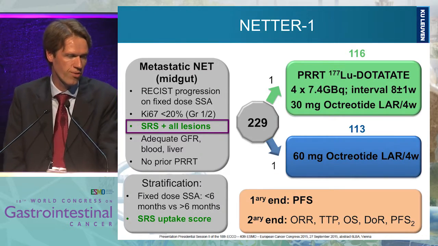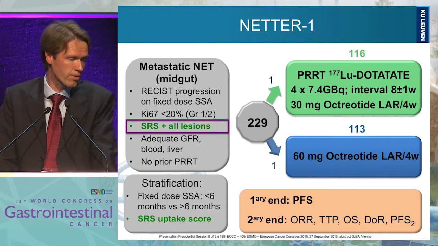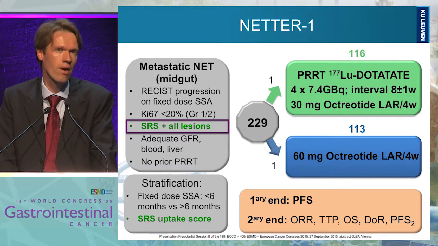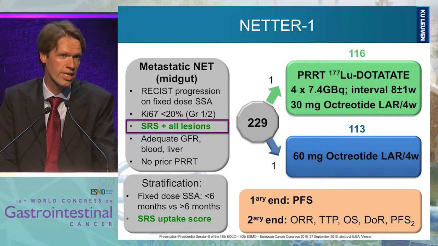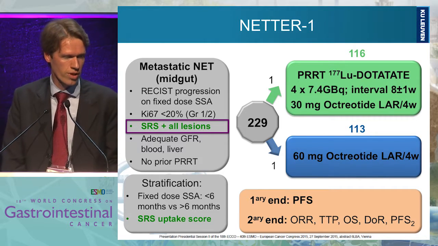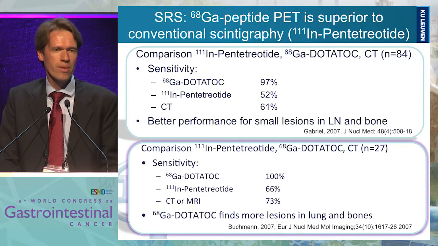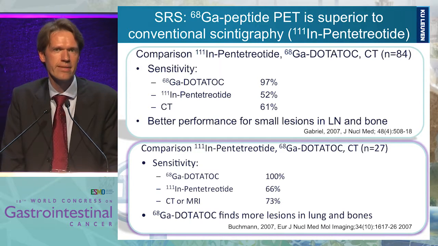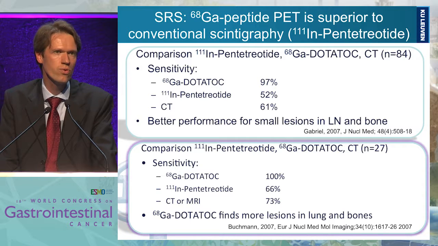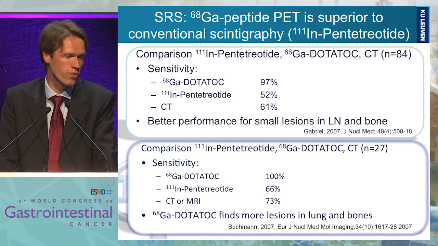positive on scintigraphy. We just heard the NETTER-1 trial data. I just want to remind that patients needed to be positive on all lesions with a grade 2, according to Krenning at least. Now, somatostatin receptor scintigraphy is the best nuclear medicine technique that we have in grade 1 and grade 2, but what is the best radiotracer to use?